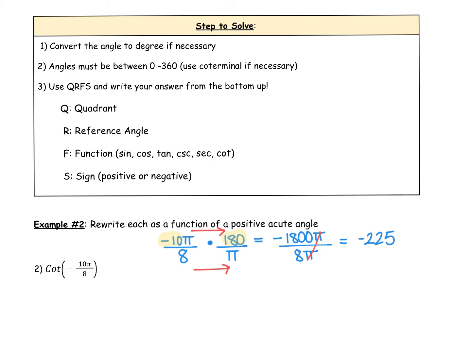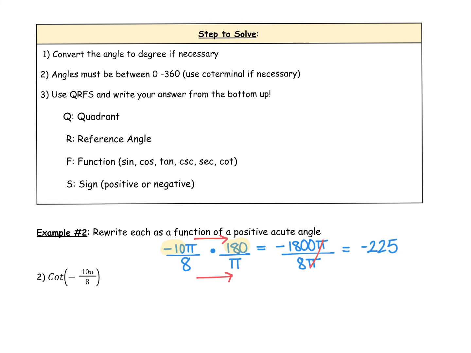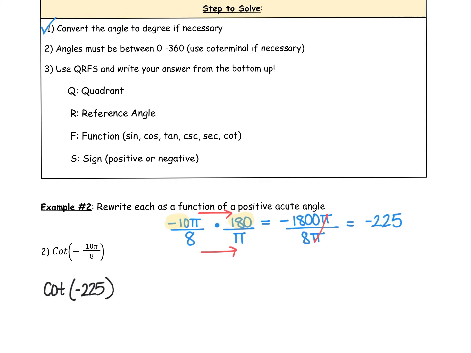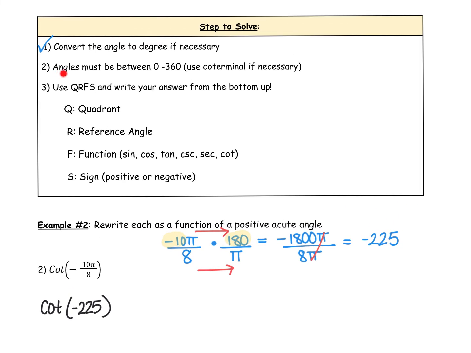So step 1, I'm just going to put a little check for that we did. So now that I've changed it to degrees, we can rewrite the problem. I want you to find cotangent of negative 225. Okay, so now let's go back up. Angles must be between 0 and 360. And we may need to use coterminal angles if necessary.